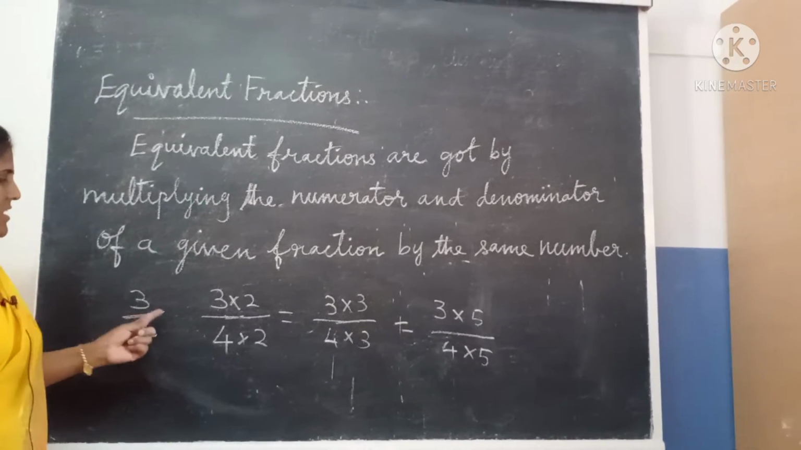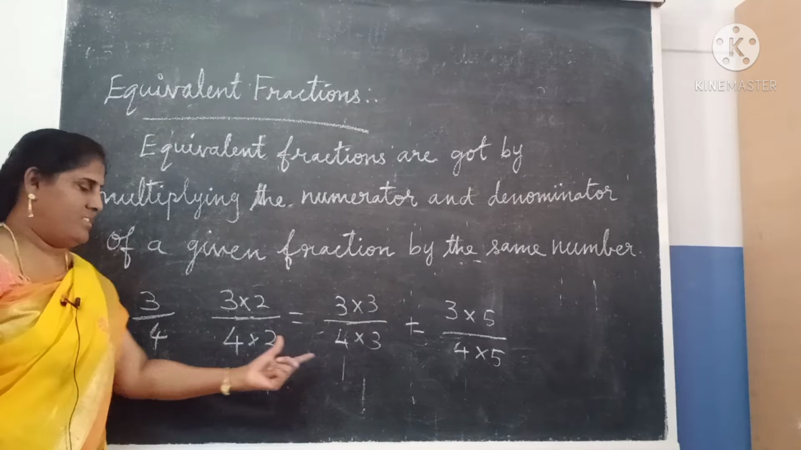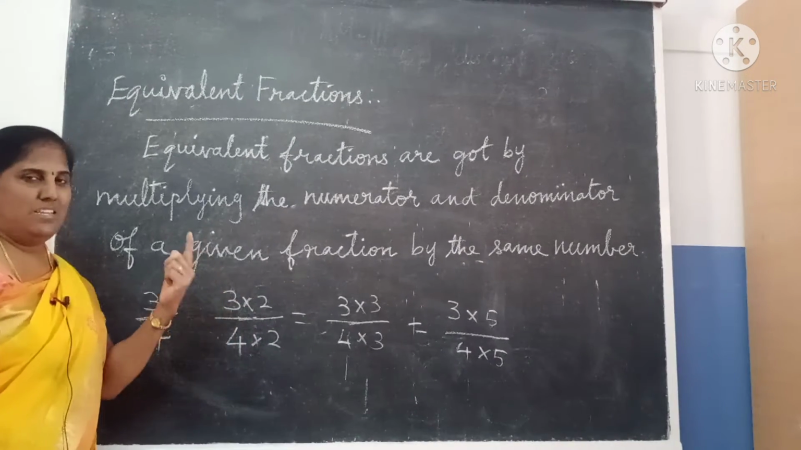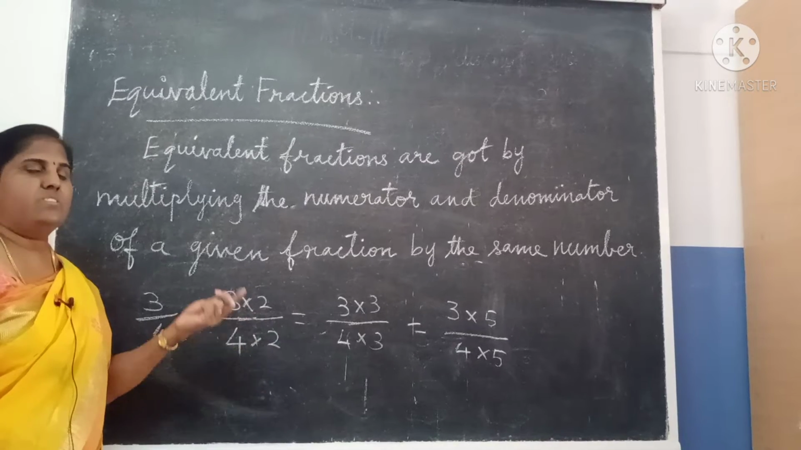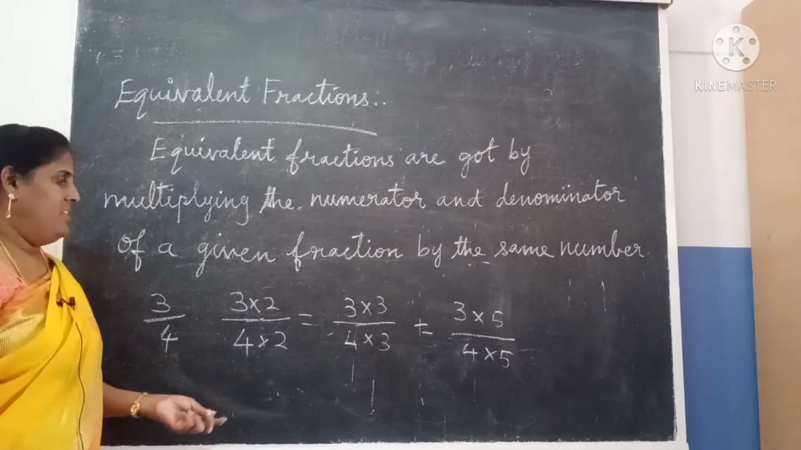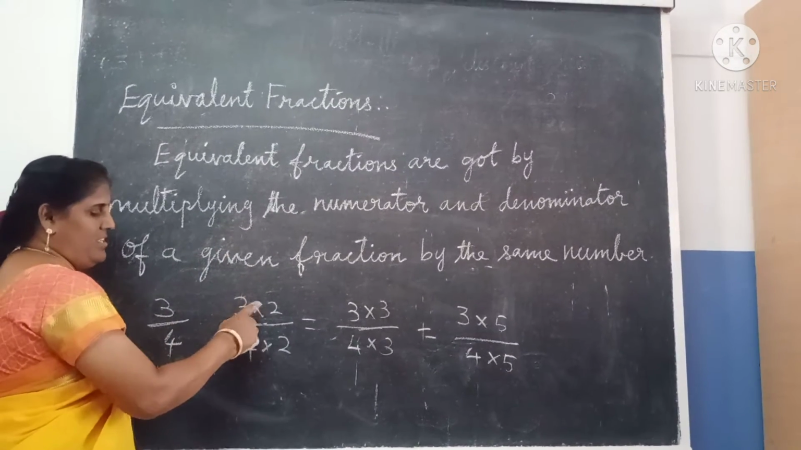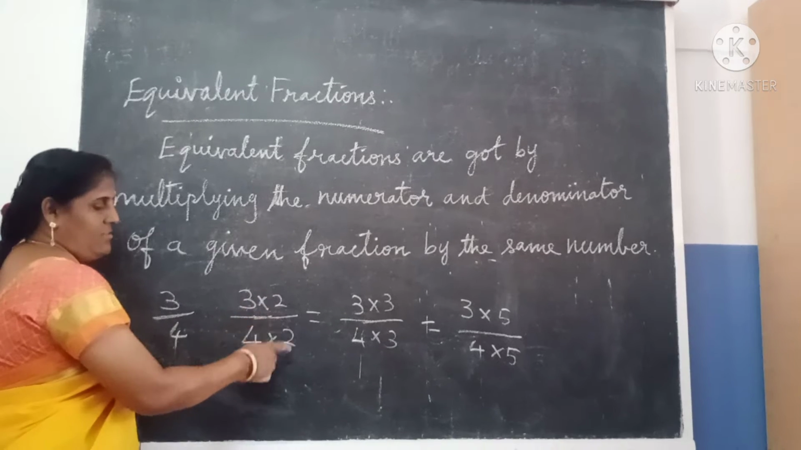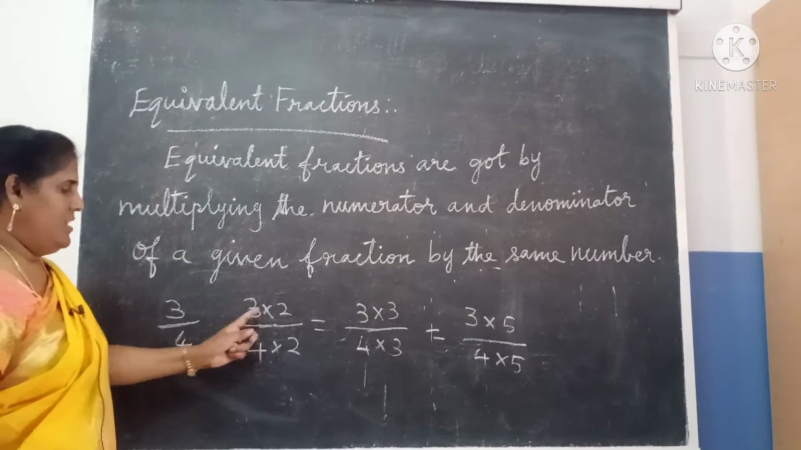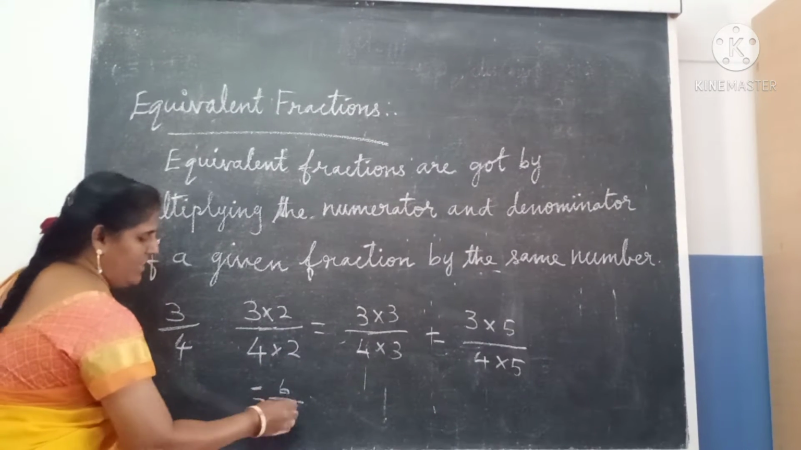Now we have to find equivalent fractions for 3 by 4. First of all, select any table number: 2 table, 3 table, 5 table, even the 10 table. Then multiply that number with the numerator and denominator, the same number. First, I am going to select the 2 table. 2 3s are what? 6. 6 by 4 2s are 8.